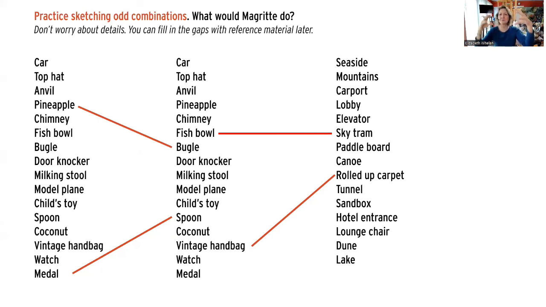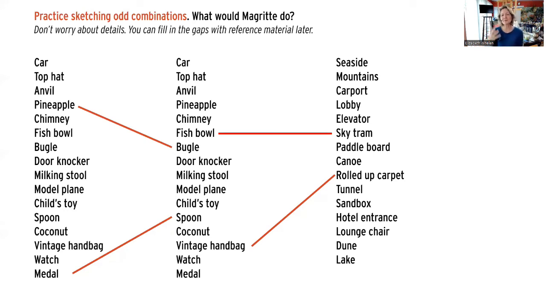What if in the fishbowl you had the little gondolas going up? What would that be about? What would the rest of the scene in the fishbowl be? What if you had a rolled up carpet in the vintage handbag? What would that look like? What if the bugle actually had the shape of a pineapple? What if the row of medals on somebody's jacket were spoons, different types of old-fashioned spoons?